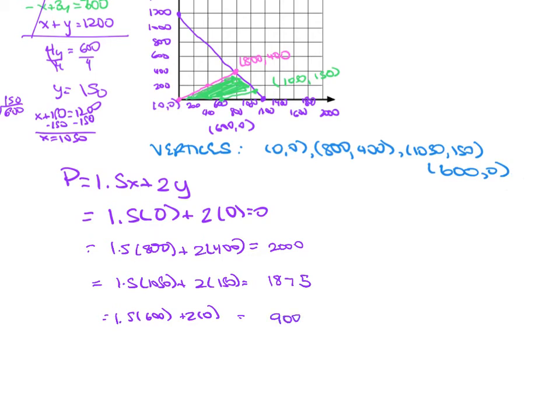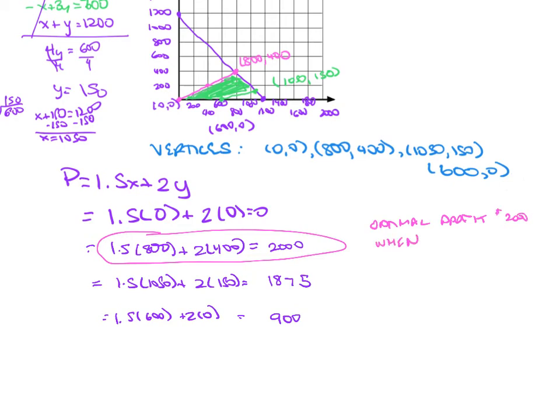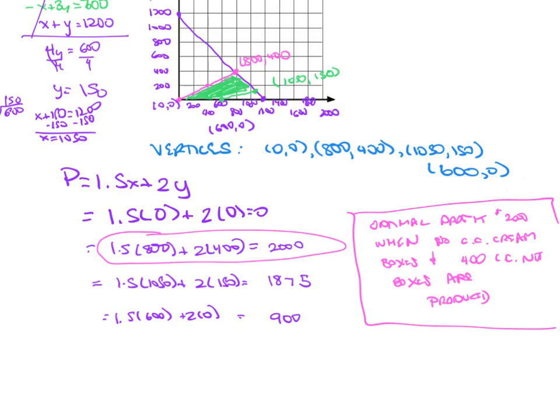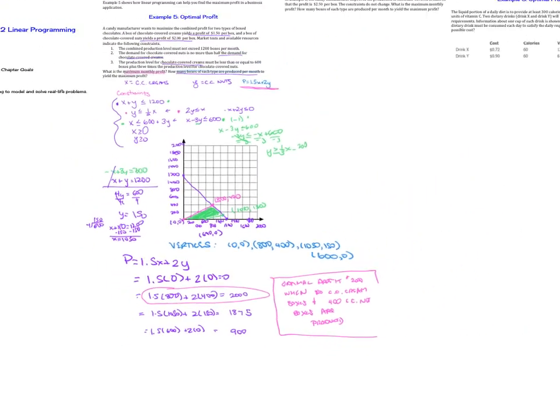So we're looking for maximum profit or optimal profit. And we find that our optimal profit is $2,000 when 800 chocolate-covered cream boxes and 400 chocolate-covered nut boxes are produced. All right. So what's nice about the next problem, it's pretty fast.